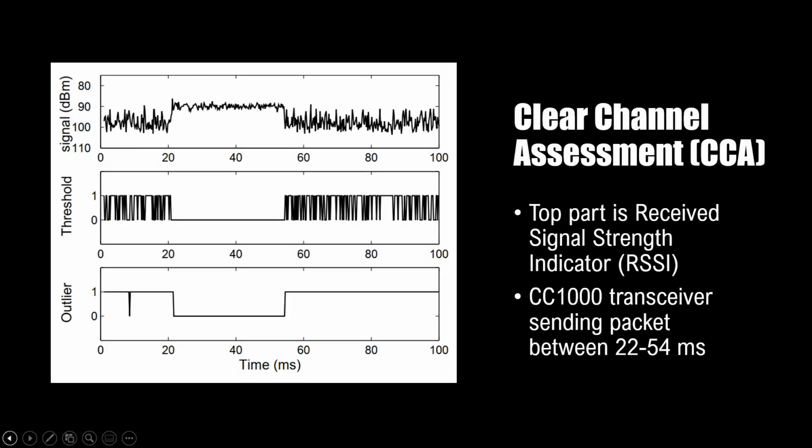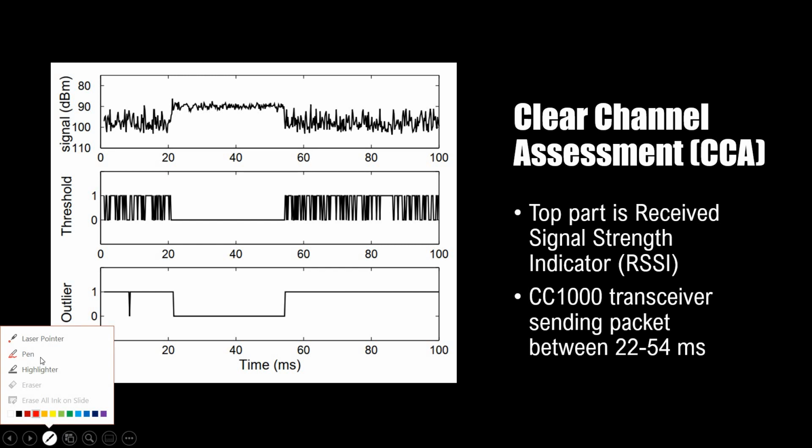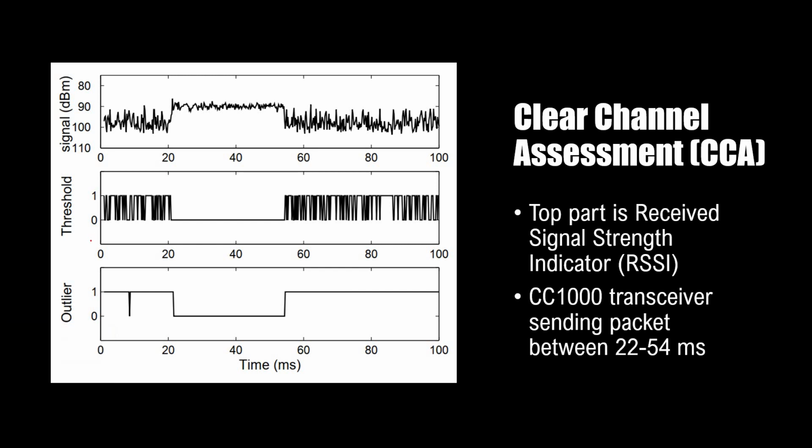As I have said, it uses CSMA, carrier sense. And if you remember, in WLAN, the carrier is sensed using clear channel assessment, CCA. So this is a figure of how it works. The top part is the received signal strength indicator, or RSSI, which you should already be familiar with.